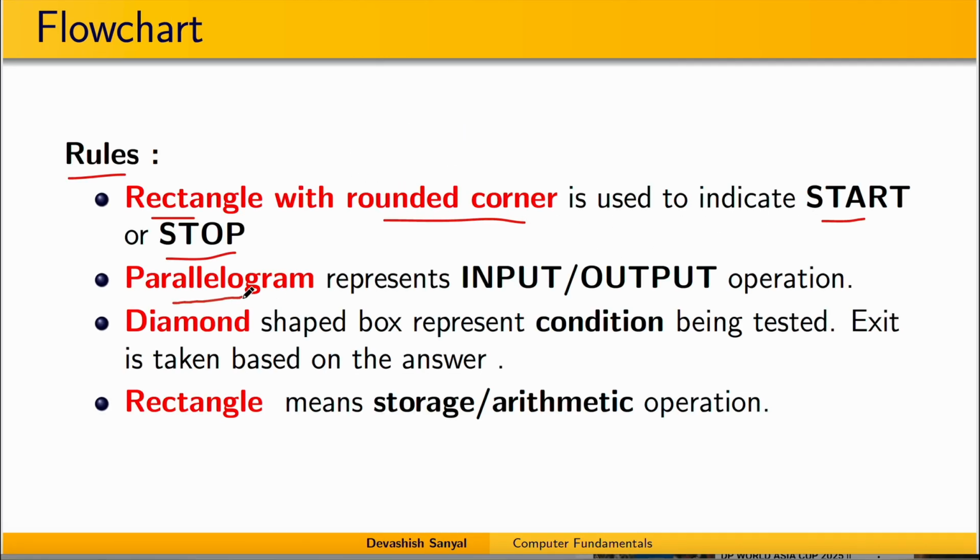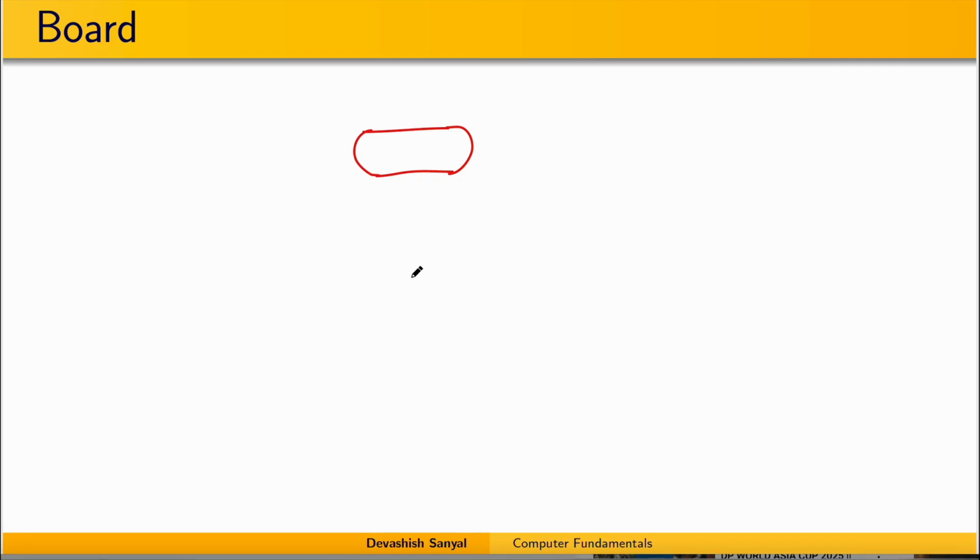Then we have the parallelogram. The parallelogram represents an input or output operation. We'll see what it means. We know what a parallelogram looks like. It will look something like this.